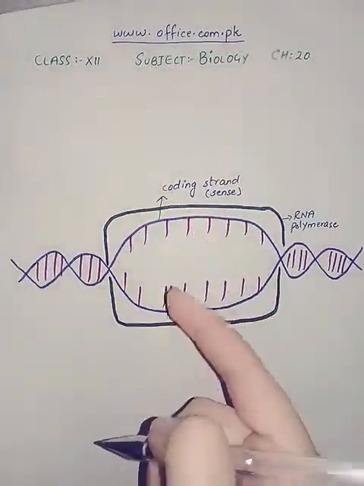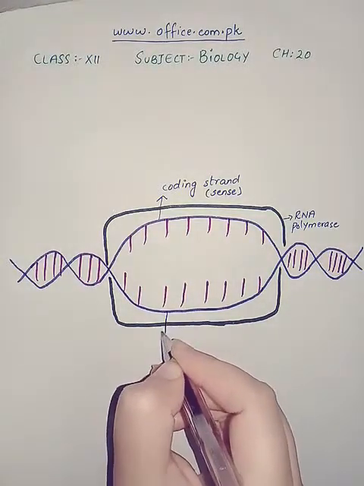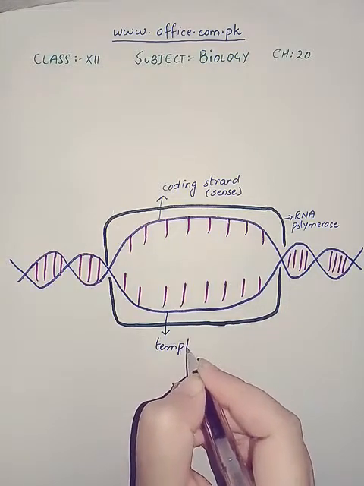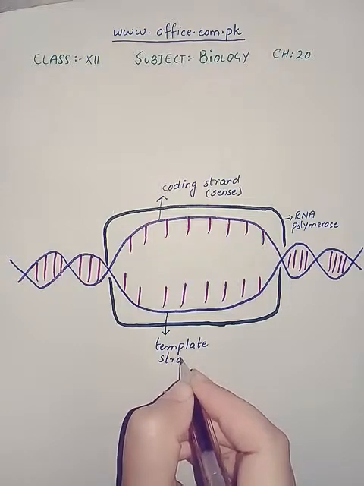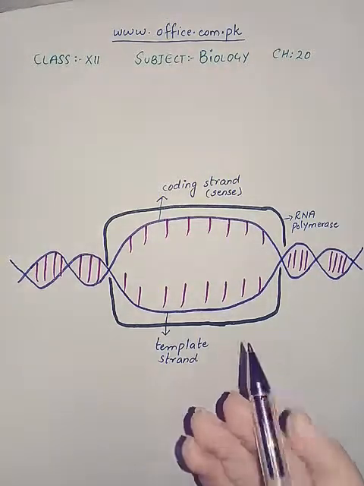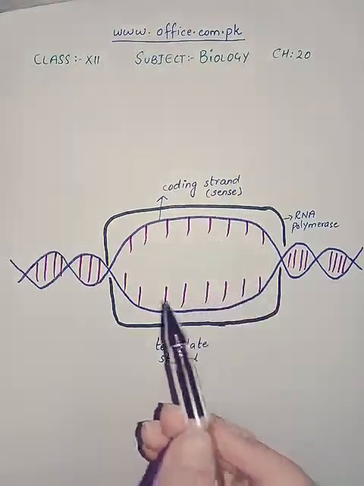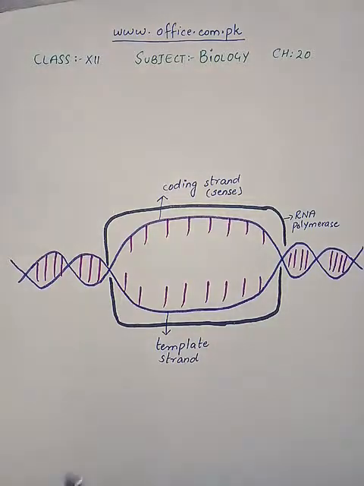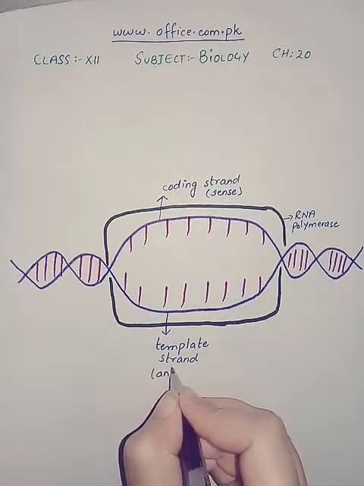And we are using its complementary strand to make our messenger RNA. So this strand is our template strand because we are using it as a template to make the messenger RNA. So this will be our coding strand whose code we are using, and this is our template strand because we are using this as a template to make the messenger RNA. And another name for template strand is antisense.